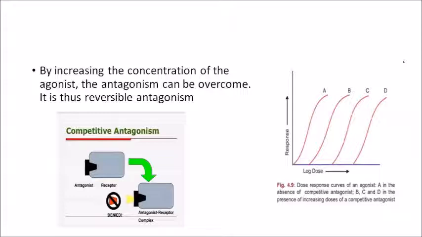Look at the graph also. The first curve A is the dose response curve in the absence of a competitive antagonist. B, C and D are the dose response curves of the same drug, but here we increase the dose of the competitive antagonist. So with increasing dose of the competitive antagonist, we have to increase the dose of the agonist also to receive the same amount of response. That is why there is a rightward shift in B, C and D respectively. That means we have to increase the dose of the agonist to achieve the same amount of response.